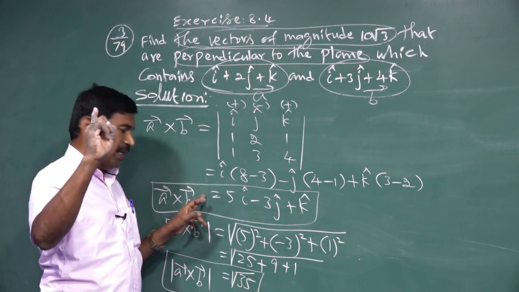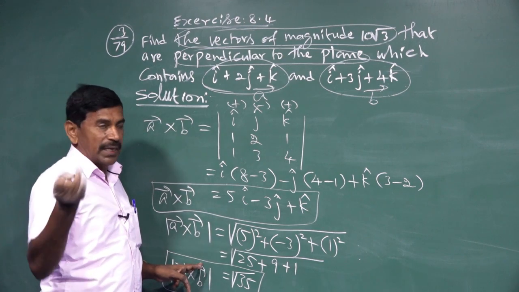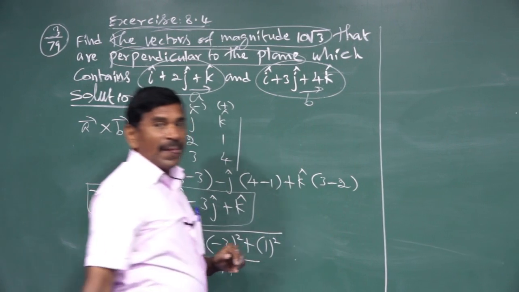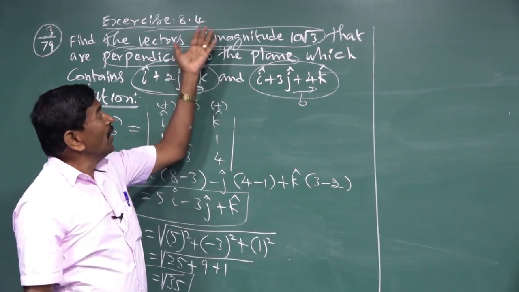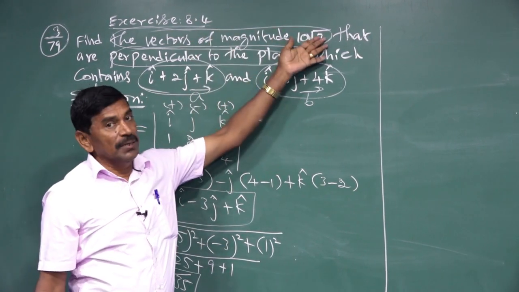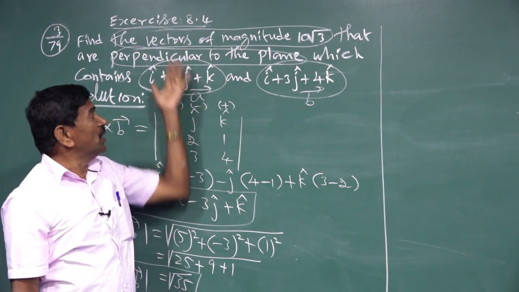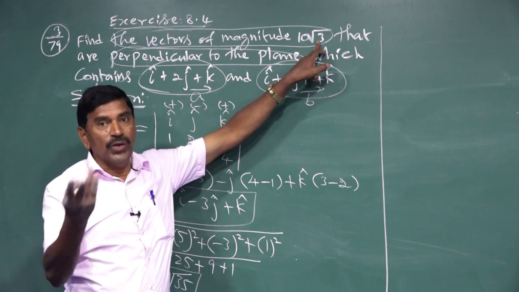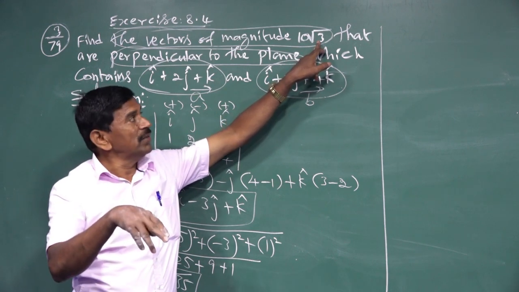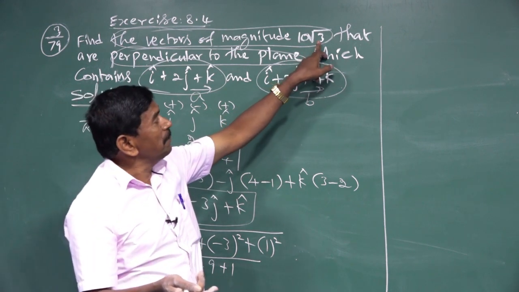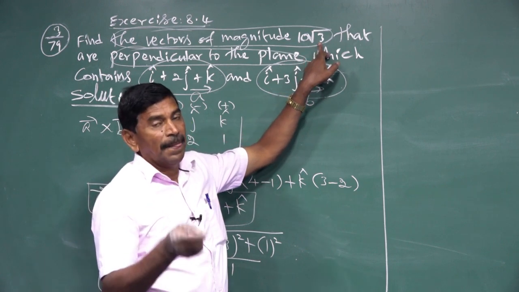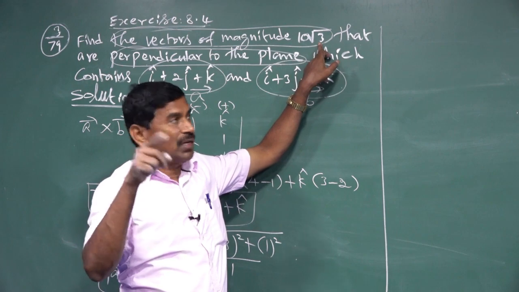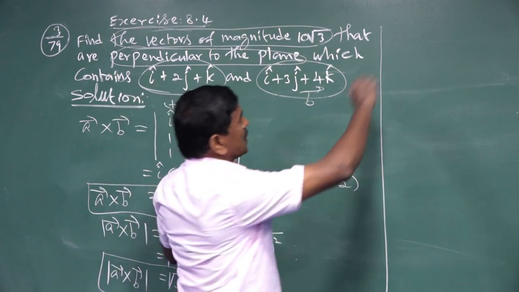Step 1, a cross b. Step 2, modulus a cross b. Now we want to write the formula directly. The formula is: the vectors of magnitude 10 root 3 which are perpendicular to both a vector and b vector is given by 10 root 3 into n cap equal to plus or minus 10 root 3 into a vector cross b vector divided by modulus a vector cross b vector. Now write it, step 1.